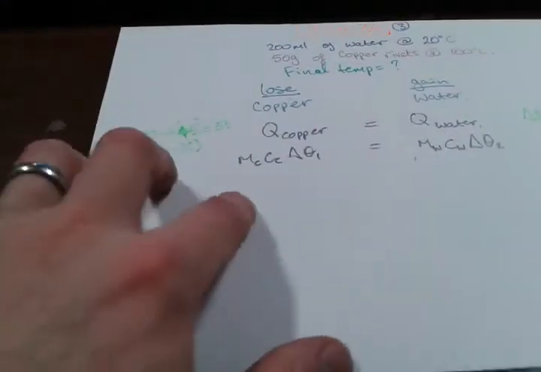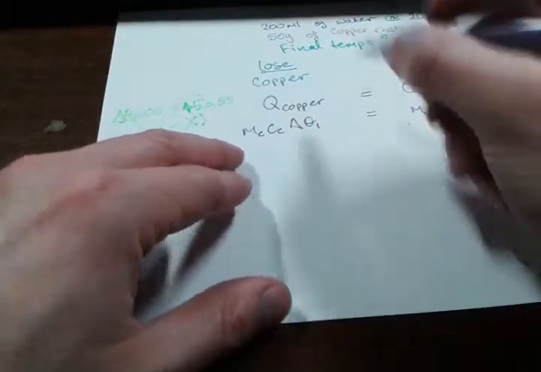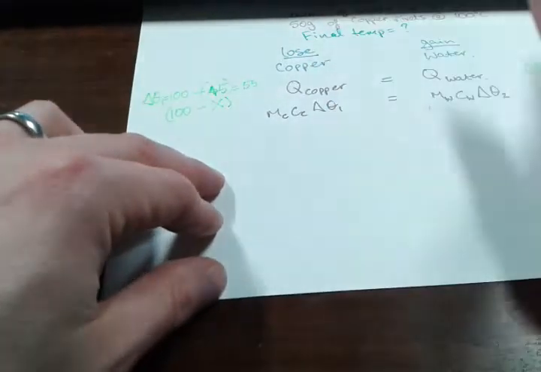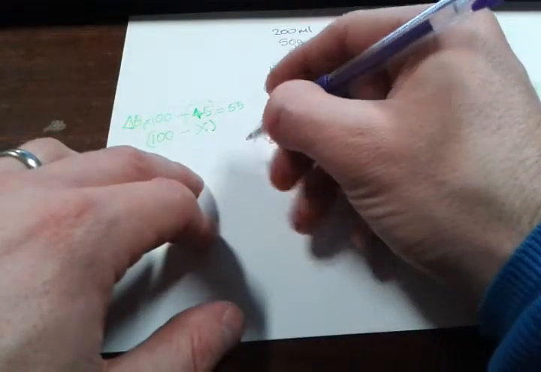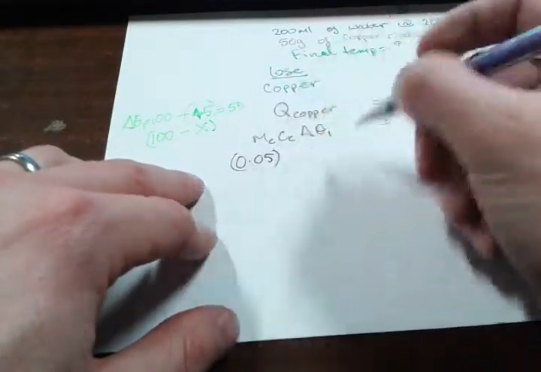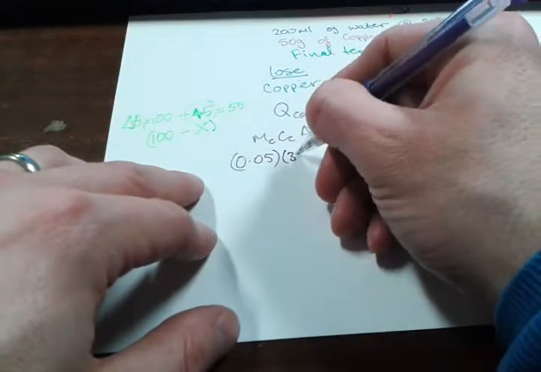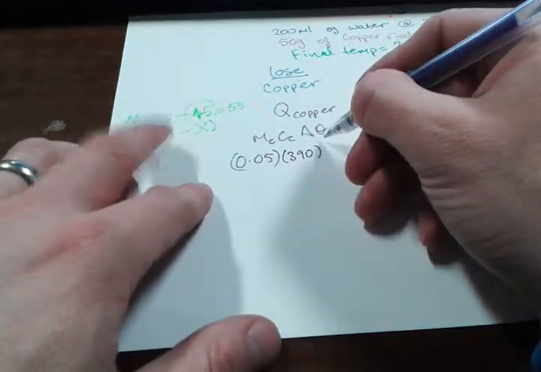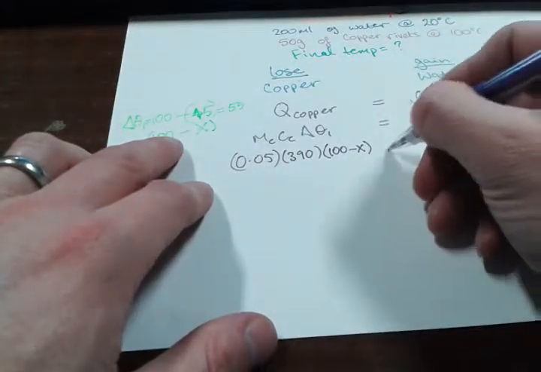Okay, let's start filling in some of these values. The mass of the copper I have is 50 grams, but I need that in kilograms because we're going to keep everything in SI units for this calculation so that we get SI units out at the end. The mass of the copper is 50 grams, that's 0.05 kilograms. The specific heat capacity of copper is a known value. It's 390 joules per kilogram per Kelvin. And then for delta theta 1, we're going to put in 100 minus x.